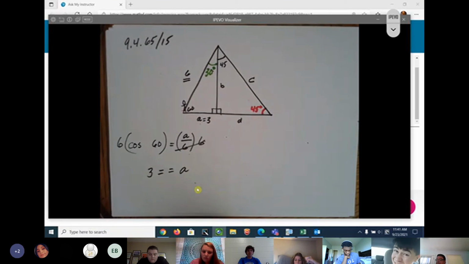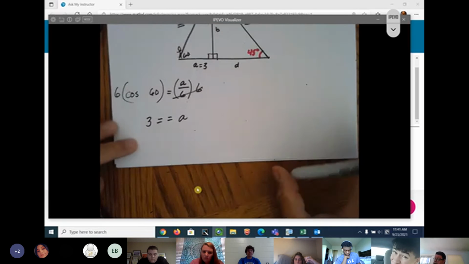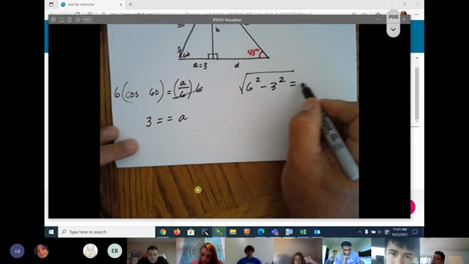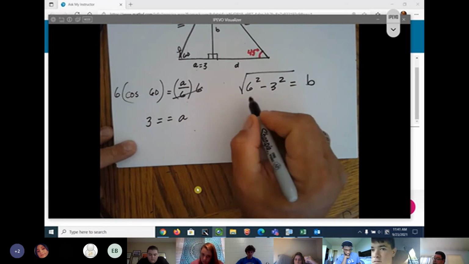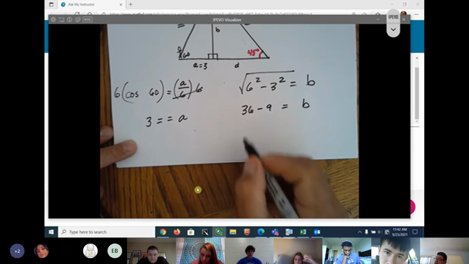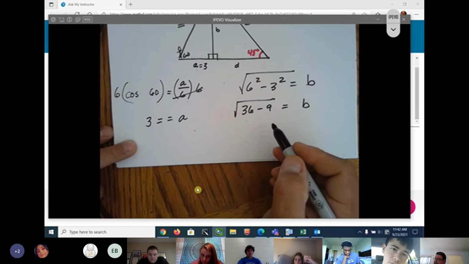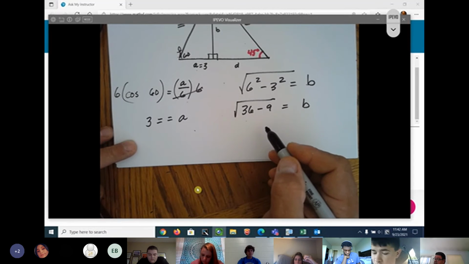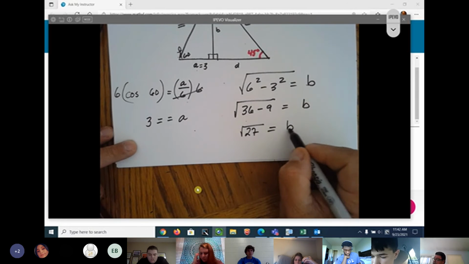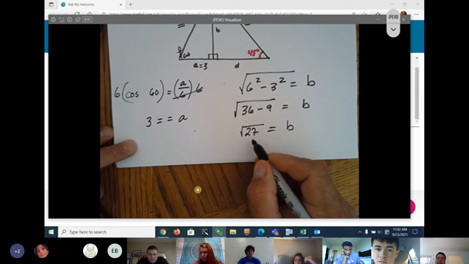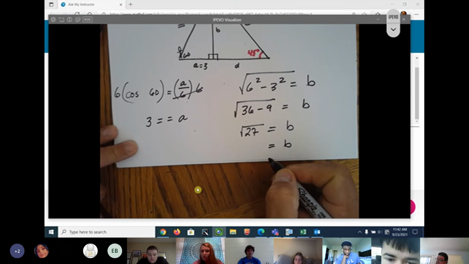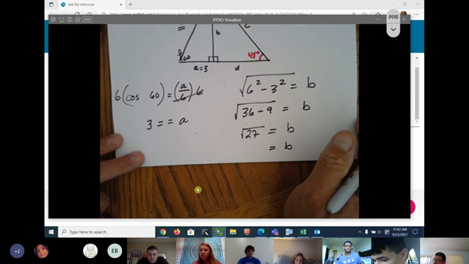We can use our handy dandy Pythagorean theorem and do 6 squared minus 3 squared is equal to B. 6 squared is 36 minus 9 is equal to B. 36 minus 9 is what? 27? Is it 27? Mm-hmm. And B is the square root of 27. Somebody give me the closest whole number. 5 is the closest whole number. I'm sorry, what? 5.